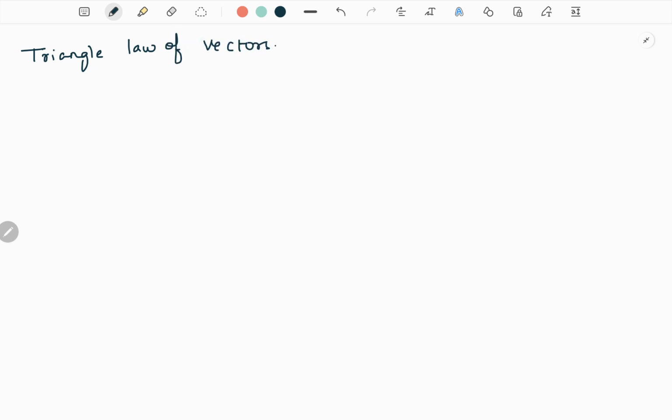The triangle law of vectors is basically helpful when we have two vectors represented diagrammatically, and we wish to find the resultant of those two vectors. So let's say we have two vectors, something like this, a bar, and the other vector is given by b bar. We wish to find the resultant of the two vectors. The resultant is nothing but the sum of those two vectors. Let's call the resultant R bar, which is equal to a bar plus b bar.